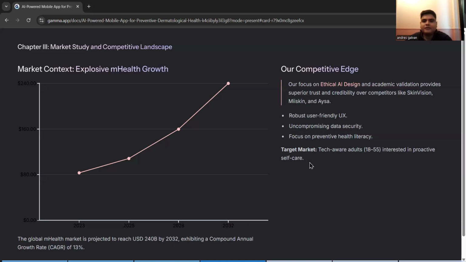So here is our target market. It is adults within this market expansion and global market that, as I mentioned before, consists of tech-oriented people, for example adults who are interested in proactive self-care.